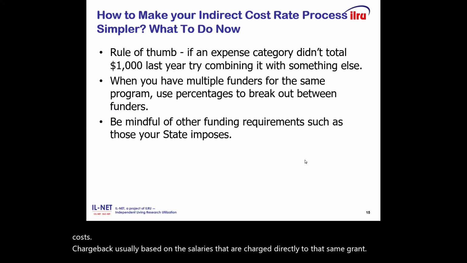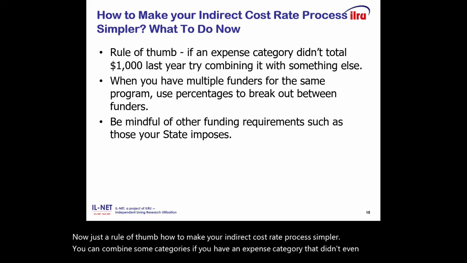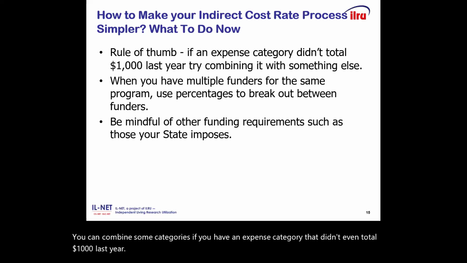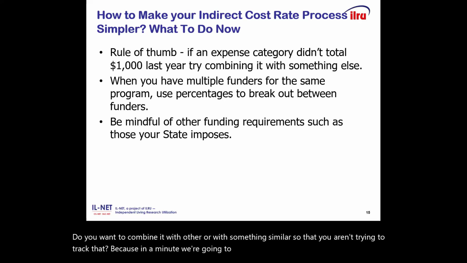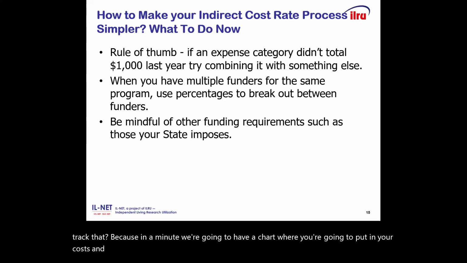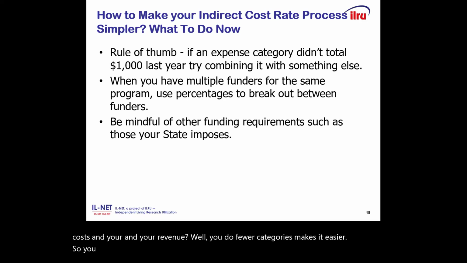Now, just a rule of thumb, how to make your indirect cost rate process simpler. You can combine some categories. If you have an expense category that didn't even total $1,000 last year, do you want to combine it with other or with something similar so that you aren't trying to track that? Because in a minute, we're going to have a chart where you're going to put in your costs and your revenue. Well, fewer categories makes it easier. So you do want to look at your chart of accounts, and you do want to ask yourself, are there some categories that could be joined together?